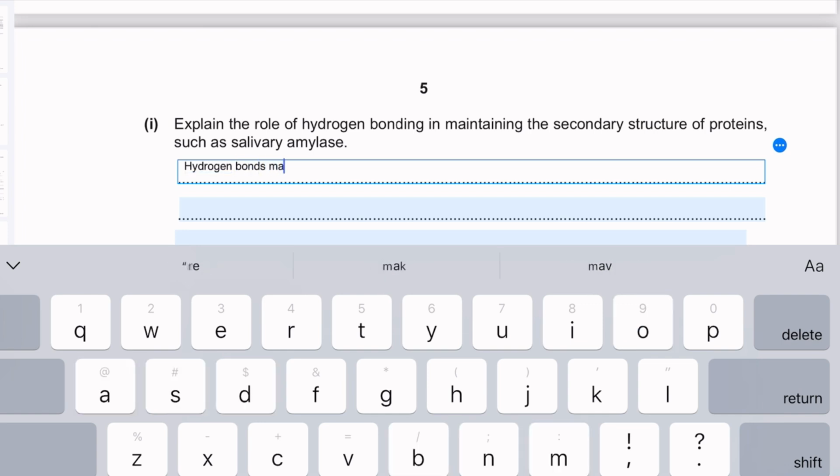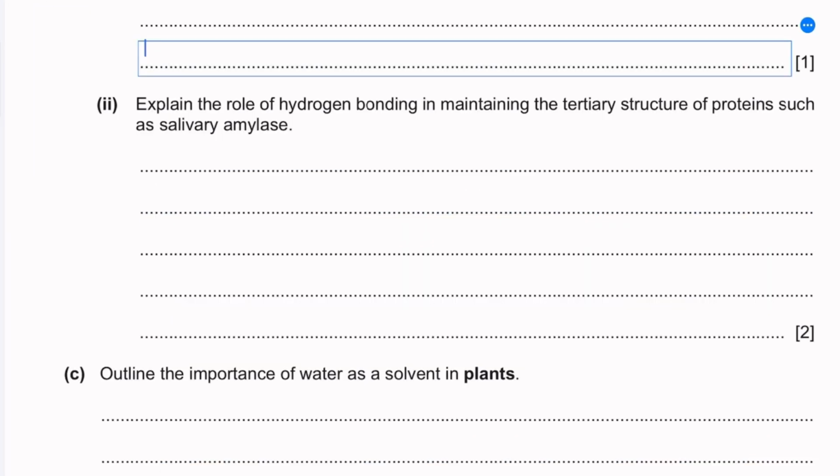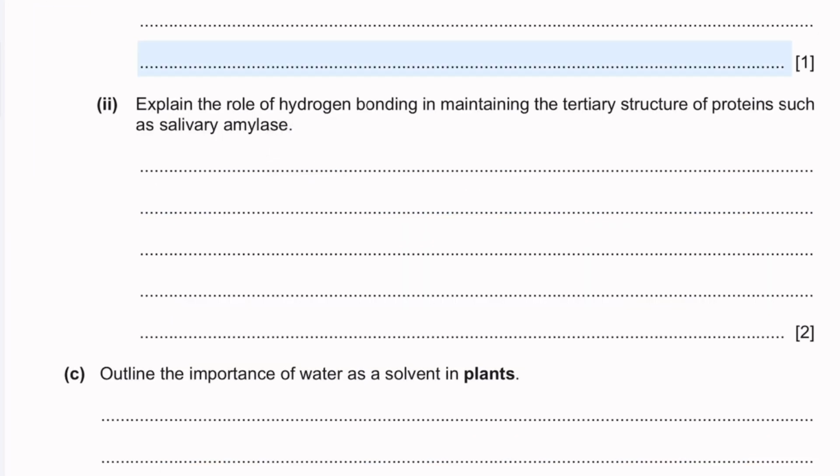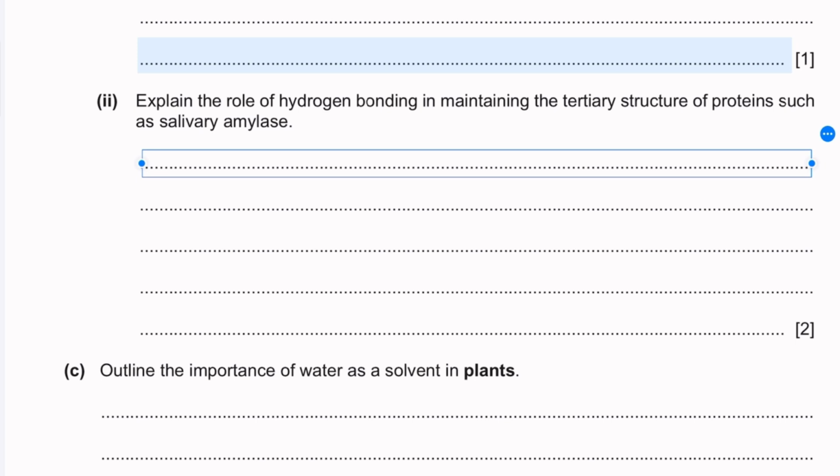Hydrogen bonds maintain the alpha helices and beta-pleated sheets of amylase. Okay, because it's simply a one mark question. It just requires you to refer back to the diagram. Okay, explain the role of hydrogen bonding in maintaining the tertiary structure of proteins such as salivary amylase. Sure. So firstly, we need to understand what is tertiary structure. So obviously we need to define tertiary structure.